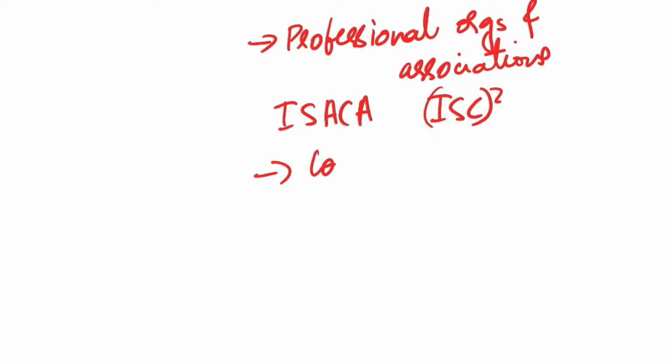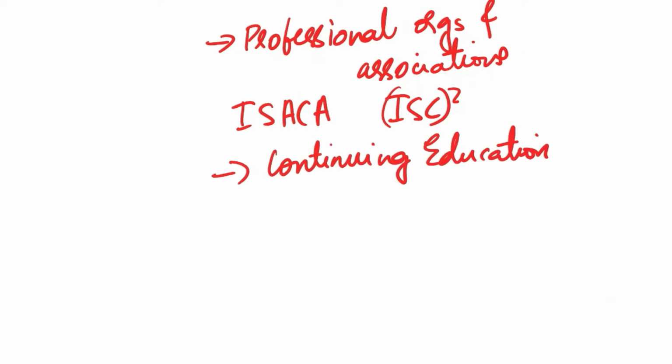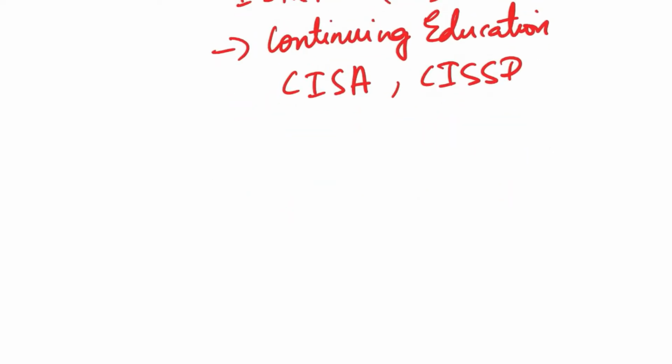Next is continuing education. IT auditors should engage in continuous learning and professional development, pursuing certifications like CISA, that is Certified Information Systems Auditor, CISSP, Certified Information Systems Security Professional, CISM, Certified Information Security Manager, which require ongoing education and renewal, which helps auditors stay current with industry trends.